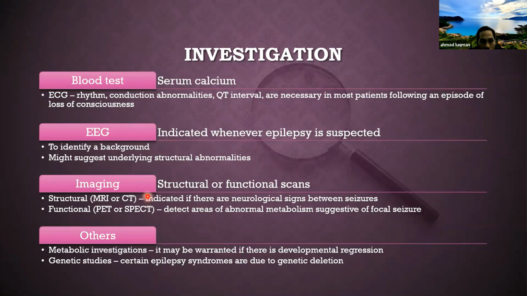Structurally, the structural scan is MRI or CT scan. It is indicated if there are neurological signs between seizures. This type of scan is not required routinely for childhood generalized epilepsy. Functional scans such as PET or SPECT can detect areas of abnormal metabolism suggestive of focal seizure. This can be used alongside psychological testing, including memory assessment, to minimize the risk of post-operative impairment.